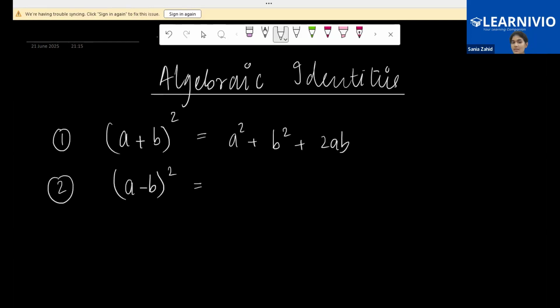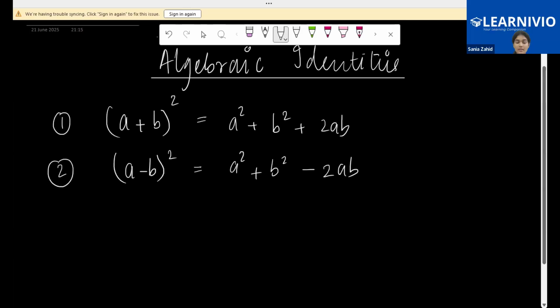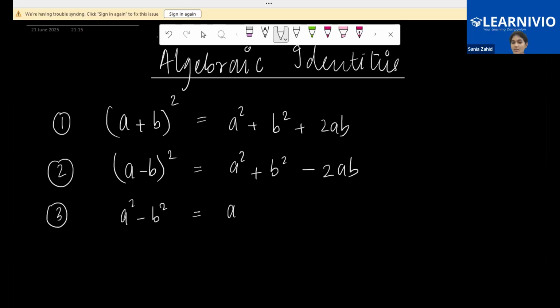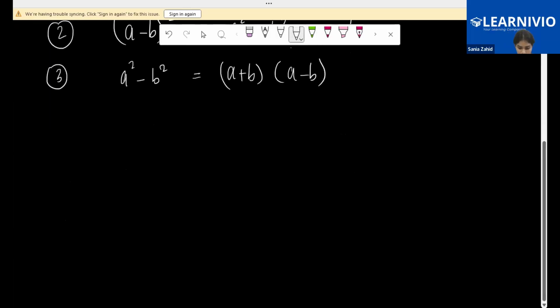Then the second identity is a minus b whole square. How do we break down this identity? A square plus b square, but you write minus 2ab instead. And the third most important identity is a square minus b square. This can be broken down as a plus b, a minus b. That means if you have two numbers and you're individually squaring them and subtracting them, you open it like this. When we practice questions, you will understand better.